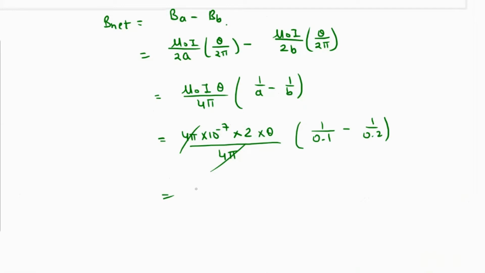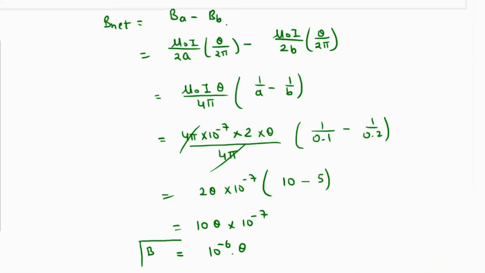So 4 pi and 4 pi cancel. So we are left with 2 theta times 10 raised to minus 7. 1 over 0.1 is 10 and 1 over 0.2 is 5. So 10 minus 5 is 5, 5 times 2 is 10. So that's 10 theta times 10 raised to minus 7, which is nothing but 10 raised to minus 6 times theta. Since the value of theta is not given, we'll just keep it like this only.